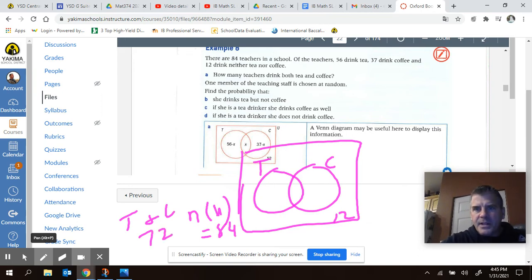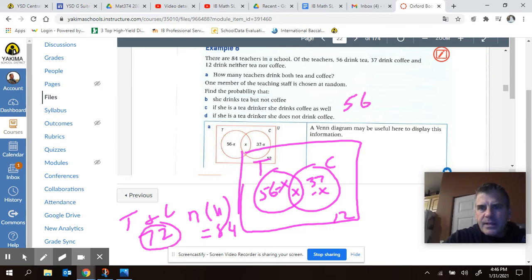All right, so we know 56 drink tea and 37 drink coffee. And so our job is to figure out what's between them. You can use this little formula they have there, this 56 minus X. We know there's a total of 56 tea drinkers, so let's let the middle be X. If we take away the overlap, that X value, that leaves us with the 56 total. And likewise, we know there are 37 coffee drinkers total. If we take away the overlap, we end up with that. So all of this together should equal 72.